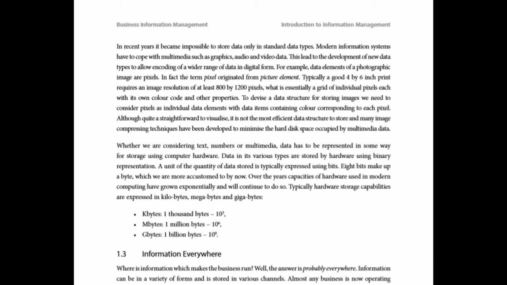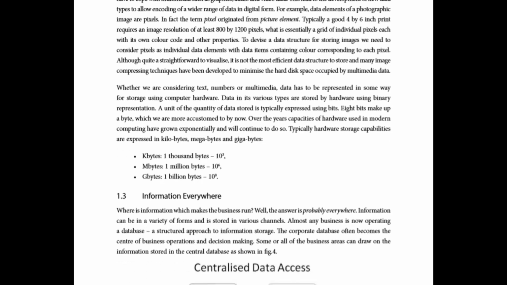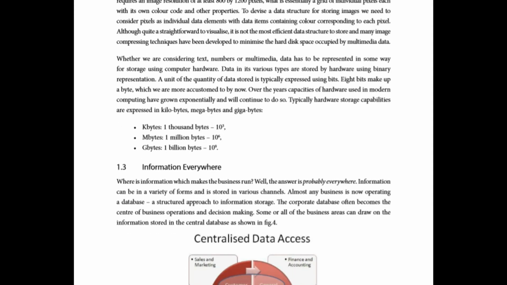Information everywhere. Where is the information which makes a business run? Well, the answer is probably everywhere. Information can be in a variety of forms and is stored in various channels. Almost any business is now operating a database, a structured approach to information storage. The corporate database often becomes the center of business operations and decision making. Some or all of the business areas can draw on the information stored in the central database.